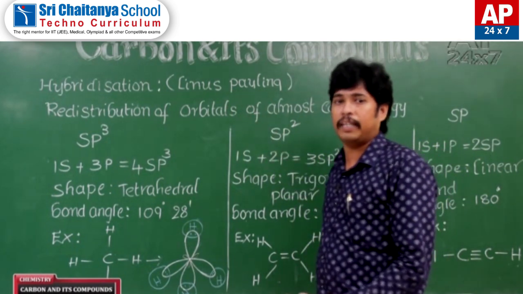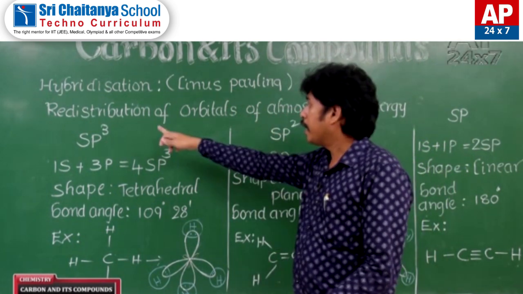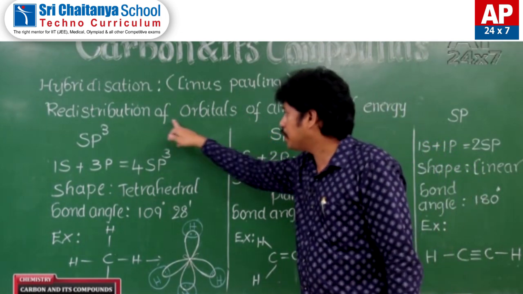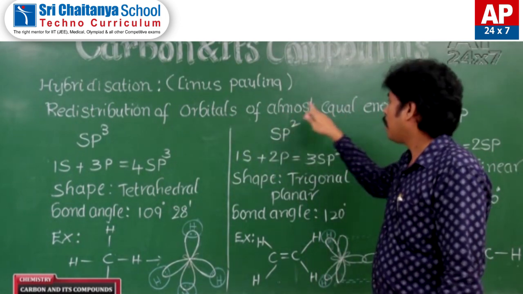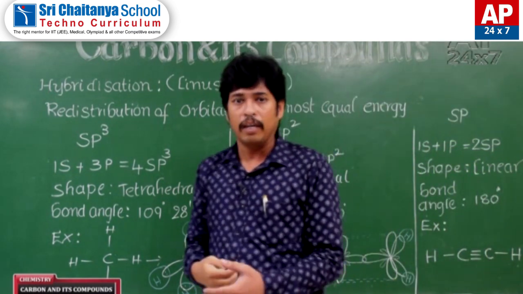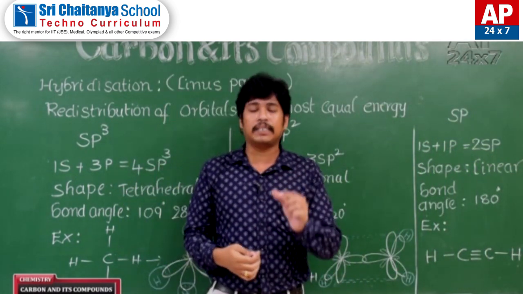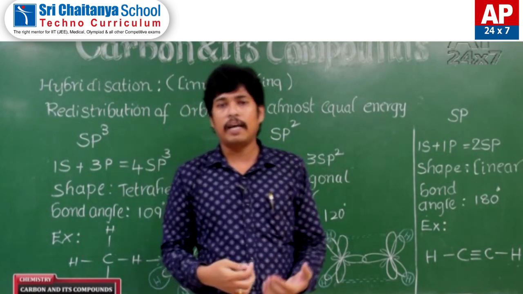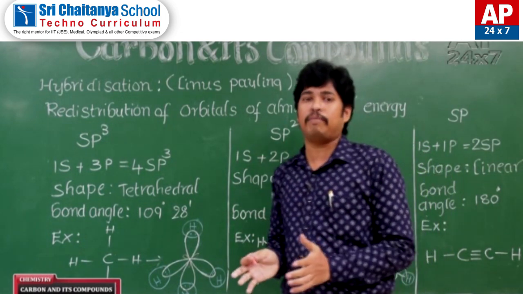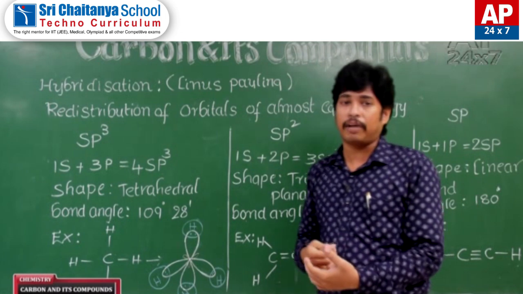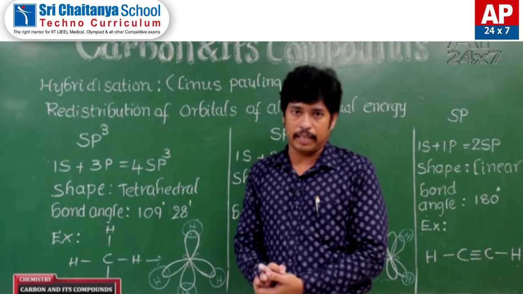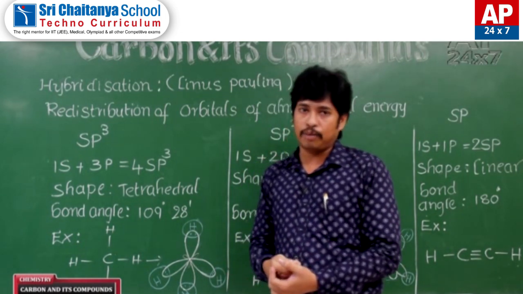Simply, we can define hybridization as the redistribution of atomic orbitals of almost equal energy. That is nothing but hybridization. Here I am using the term redistribution. So, what happens during the hybridization process? The intermixing of pure atomic orbitals takes place, which results in the formation of an equal number of identical hybrid orbitals. That is nothing but the hybridization process.